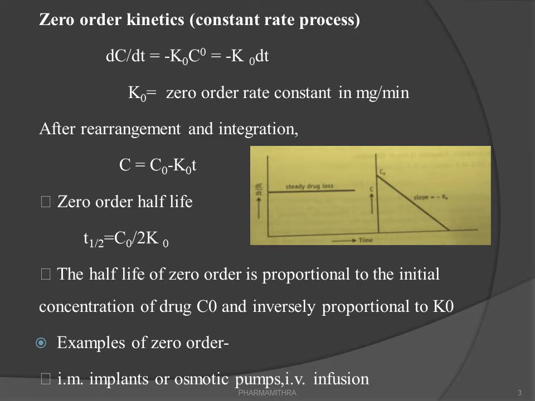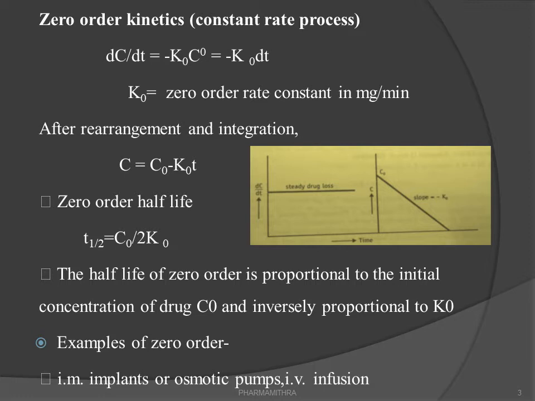And this zero order equation does not require logarithmic transformation. This is the graph of zero order kinetics, plotting dC by dt versus time, forming a steady drug loss, showing a constant rate process. So it is known as a constant rate process. Steady drug is lost from the body. And by plotting concentration versus time, we can see this type of curve, and we can find the slope and find out the rate constant from the graph.